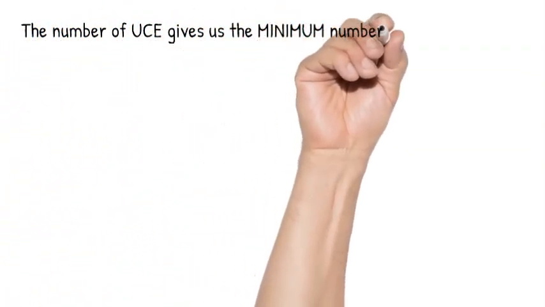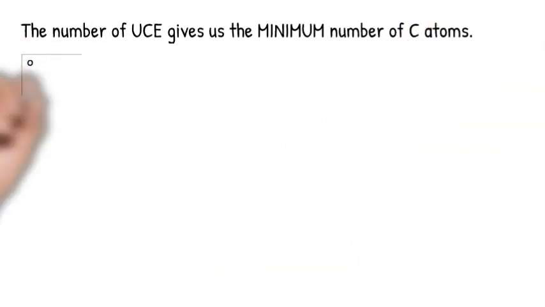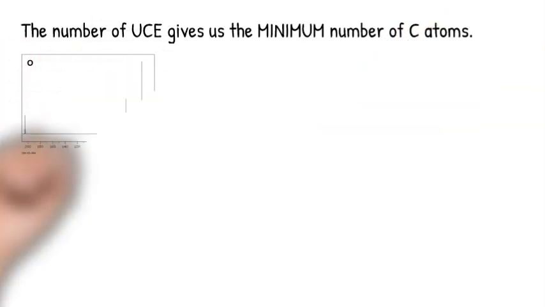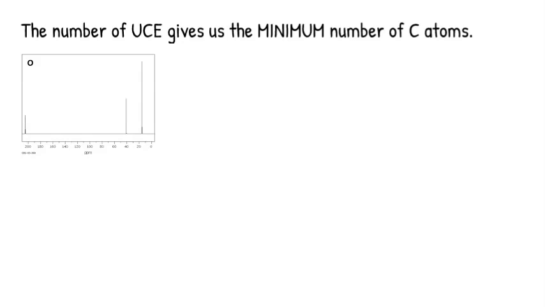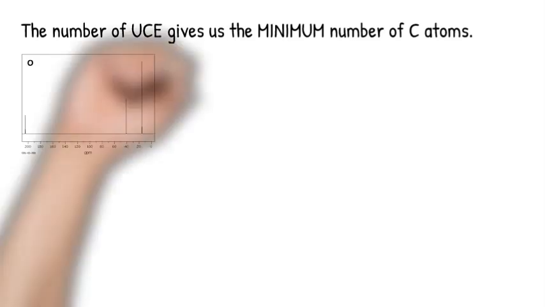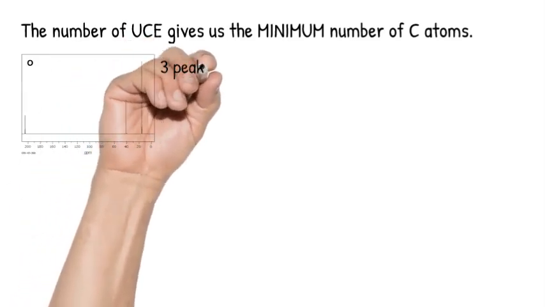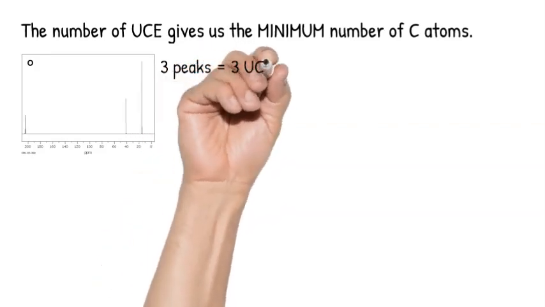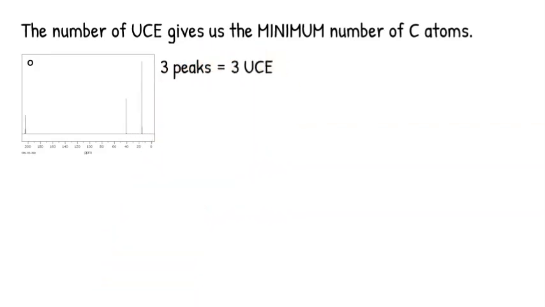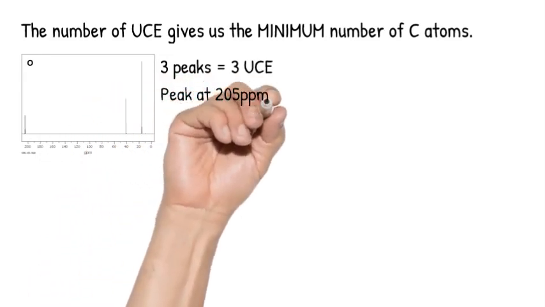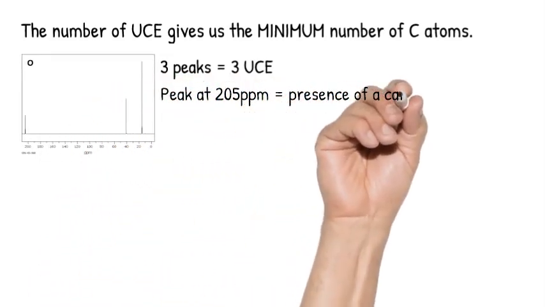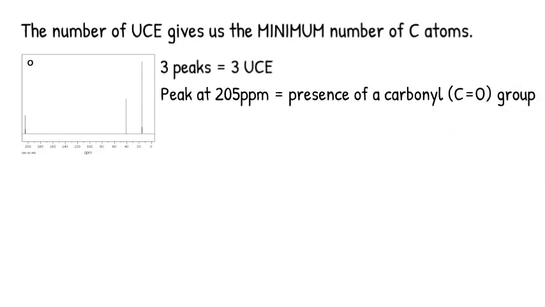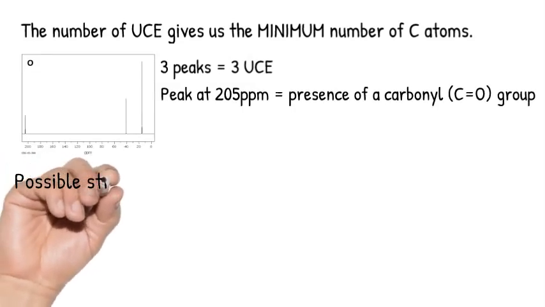So the number of unique carbon environments or peaks gives us the minimum number of carbon atoms, but it doesn't give us the actual number. Taking a look at the same spectrum again, we can count 3 peaks, which tells us there are 3 unique carbon environments, a minimum of 3 carbons. The peak at 205 ppm indicates the presence of a carbonyl carbon. So what are some possible structures that could give us this spectrum?